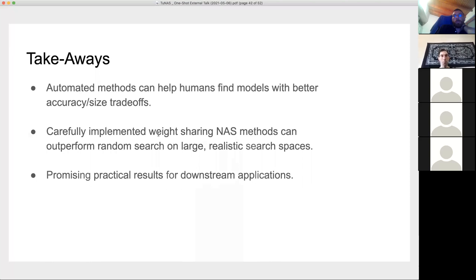So that's pretty much everything that I have to say. We believe that weight sharing NAS can be useful in some cases, that it can outperform simpler approaches, and that the complexity of these methods can be justified. And probably the strongest indication that we've seen in this direction is by working with collaborators on these downstream applications using NAS in different interesting ways.